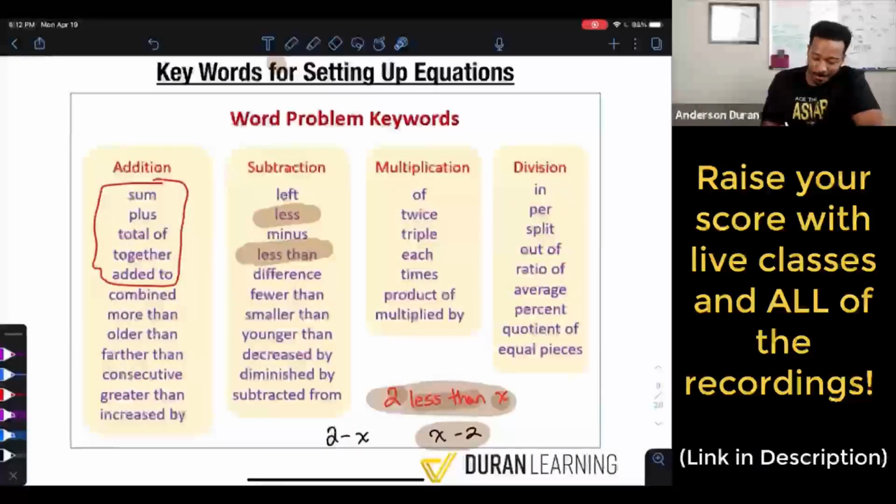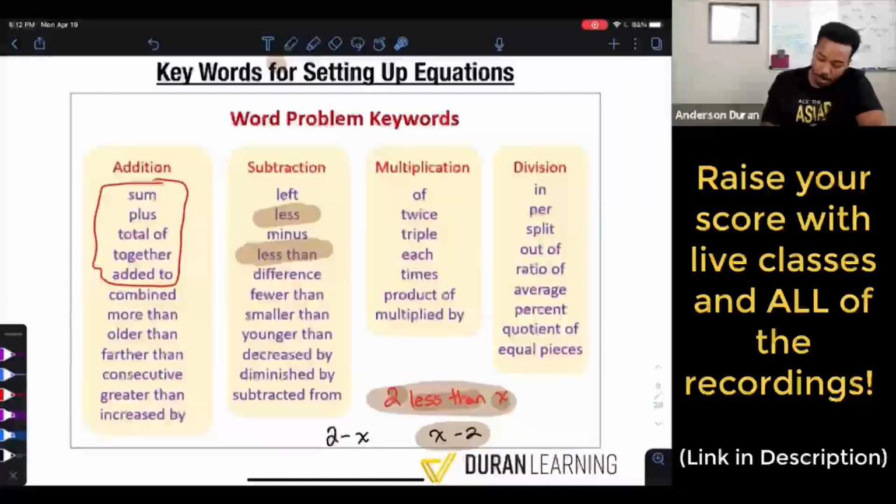And so next, difference. We should know that, right? At least at some point we've heard that. Fewer than, smaller than, and now we're getting into those other situations. Younger than, diminished by, subtracted from, decreased by. These are all words for subtraction.